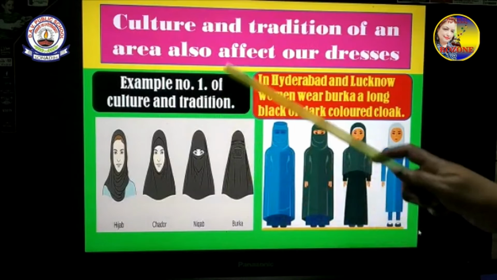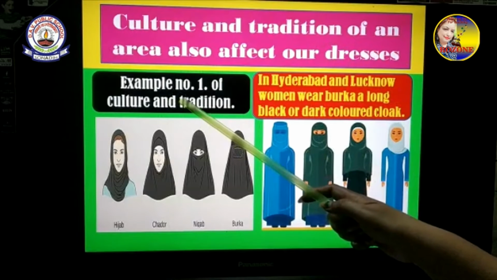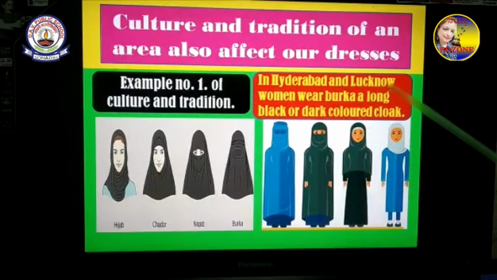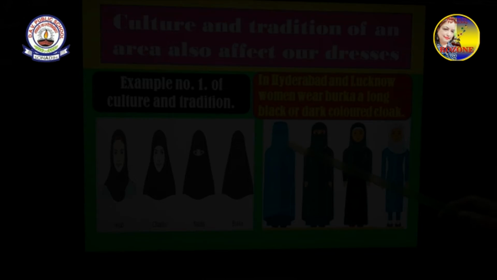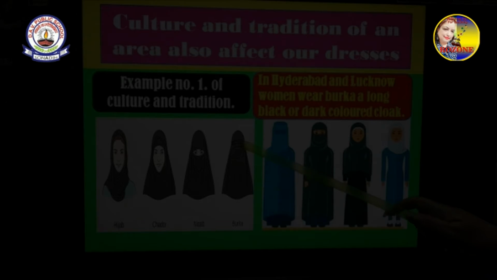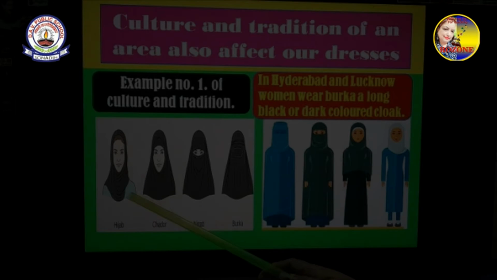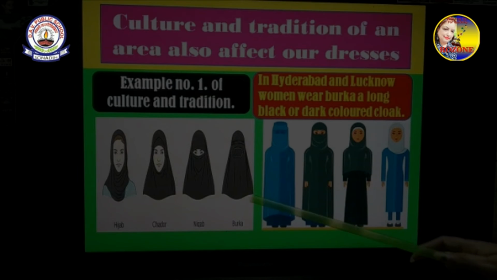So now we are going to see how the culture and tradition of an area also affect our dresses, how culture and tradition is going to affect the dress that we wear. I'm just giving you one example, number one, of culture and tradition. I already told you, in Hyderabad and Lucknow, women wear burqa, a long black or dark colored cloak. This is called a cloak, and this full thing is known as burqa, and they cover their face. You see, different types of burqas are there. This is called hijab, this is chadar, and this is niqab, and this fully covered one is burqa.